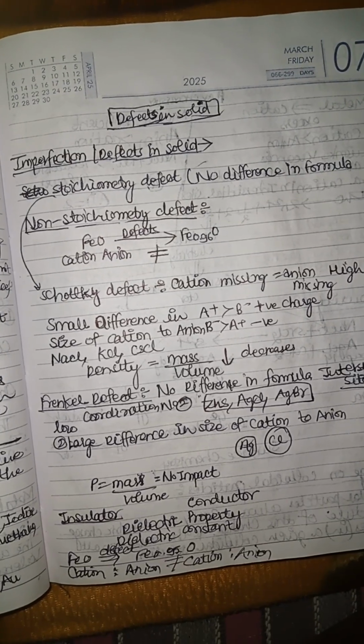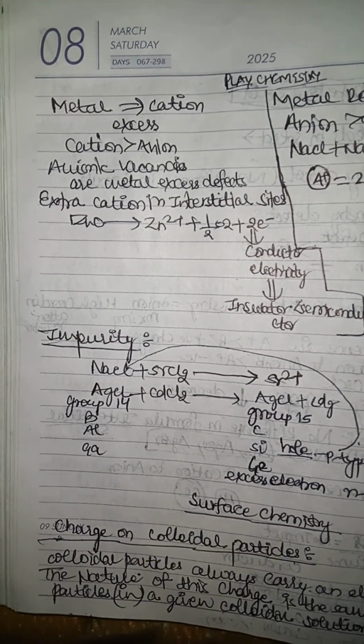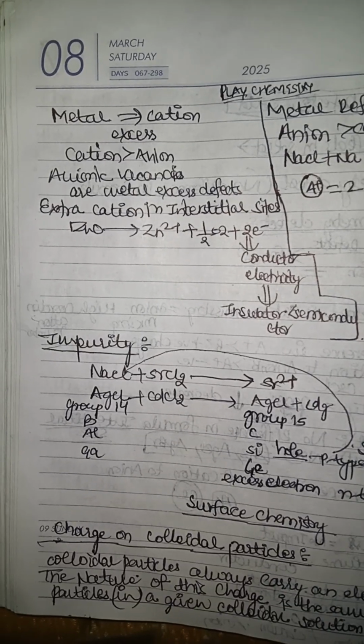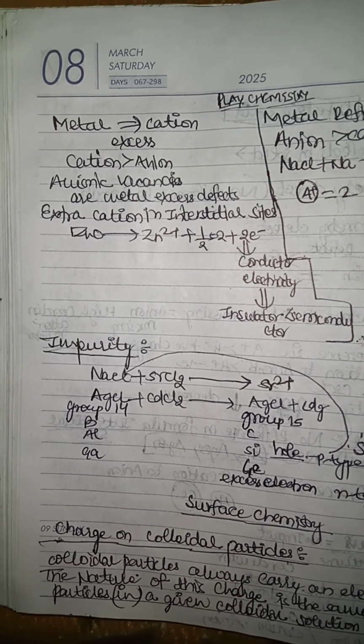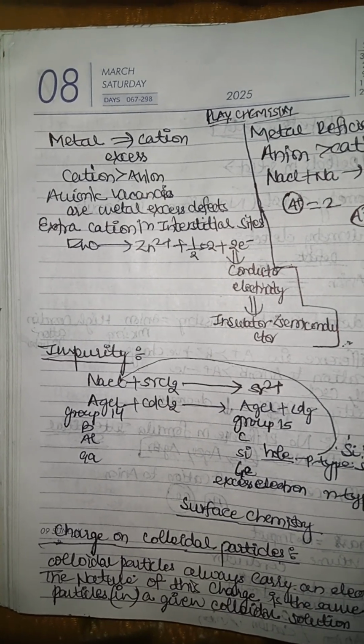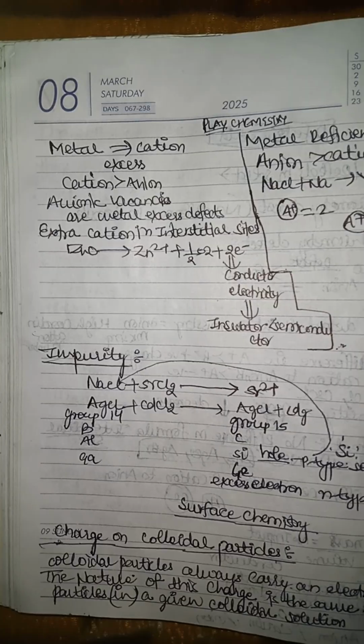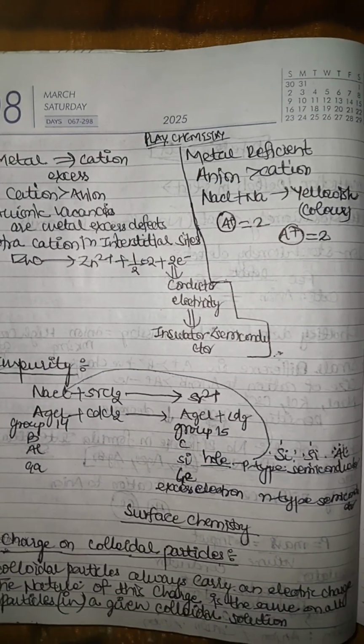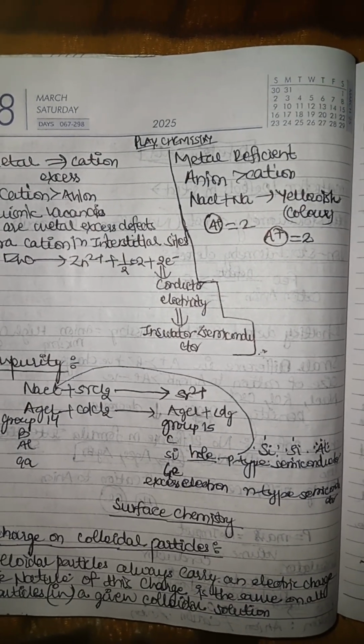Non-stoichiometric defects: Fe0.94O, cation equal to anion. Metal excess: cation is greater than anion. Anionic vacancies are metal excess defects, with extra cations, as in NaCl, giving electronic conductivity, an electrical conductor. Insulator, semiconductor. Metal deficient: anion is greater than cation, as in Cl- and Na+, and yellow is the color.